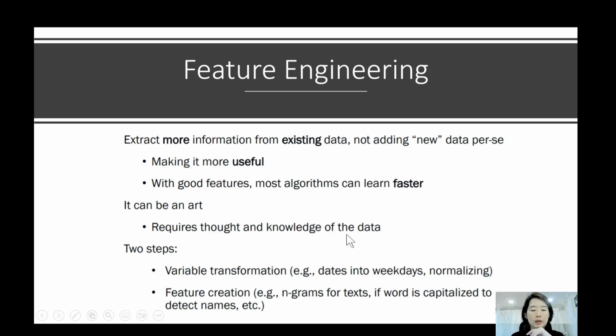Two steps of feature engineering: variable transformation. For example, you might want to transform your dates into weekdays or normalize them, because sometimes when you collect the date, it will be in a full format: the year, the day, the month, the time, with hour, minute, second. So you might not need so much information, and therefore you might need to do this transformation to extract certain values from your feature. Feature creation, n-grams for text, or checking if a word is capitalized to detect names, for example, will need a transformation as well. Or from one feature, you create another new feature by transforming the value.